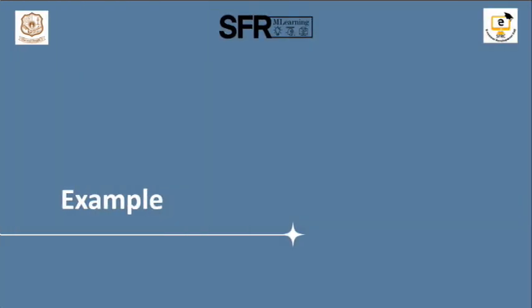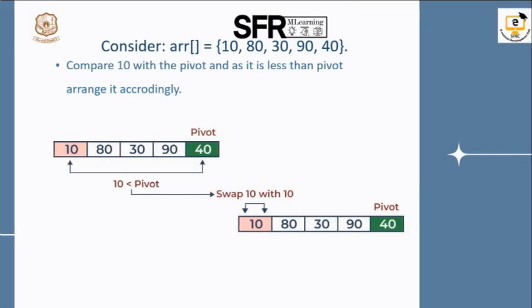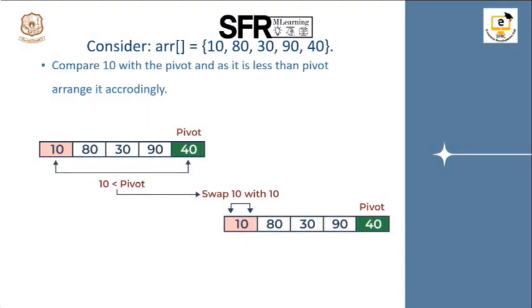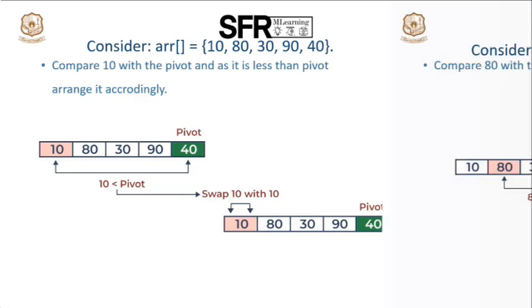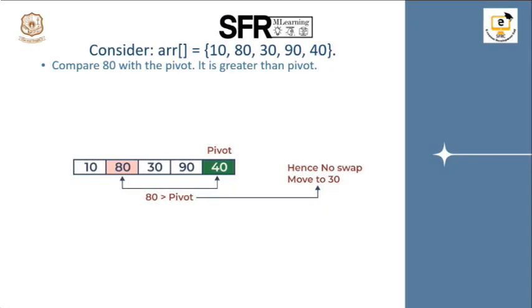Let us go with an example. So, let us take 5 array elements. First, taking the pivot element as 40. First compare 10 with the pivot, and as it is less than the pivot, arrange it accordingly. Second, compare 80 with the pivot, it is greater than the pivot. So, 80 is greater than the pivot, hence no swap.